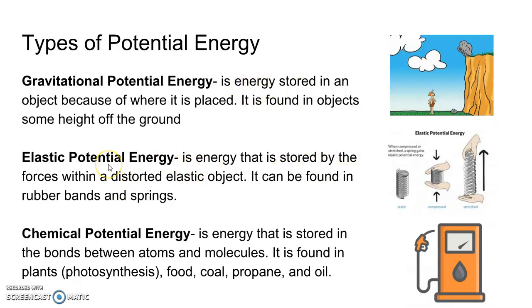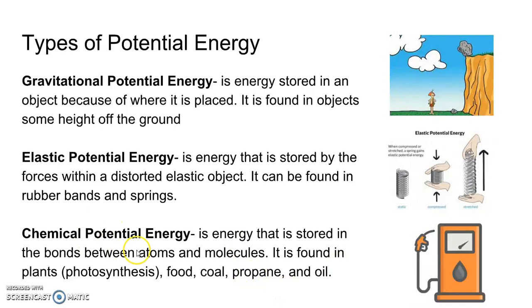Another one was elastic potential energy, and that's energy that's stored within a distorted elastic object. So it can be found in rubber bands as well as springs. We can see in this example right here, the springs are compressed, and if you push the springs down, that will create potential energy. As well, if I stretch out the springs and pull them apart, they will have potential energy that can bounce back after I release them.